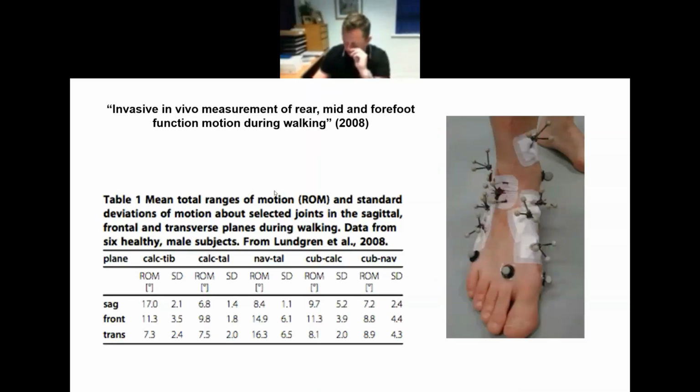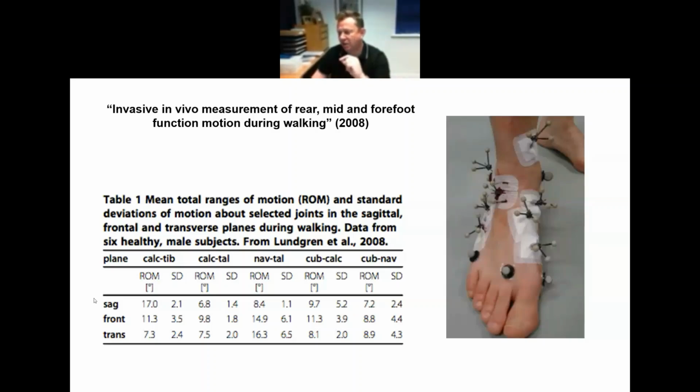This is a study that was done in 2008. It was an in vivo pin study. Essentially, somebody surgically inserted pins into the bone of a normal person and measured the way those bones move relative to one another during walking. This is Lundgren's PhD done through Salford University under the supervision of Chris Nester. These results have been validated in further studies. What this study clearly showed was lots of stuff. If anyone's interested in foot and ankle biomechanics, this is a paper you need to read, and you need to take your time to understand the statistics.